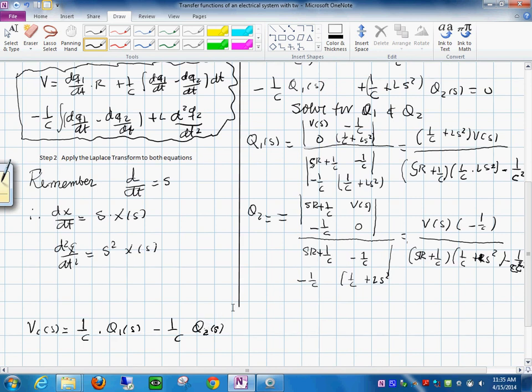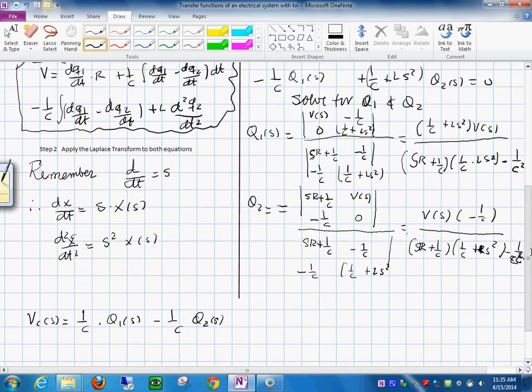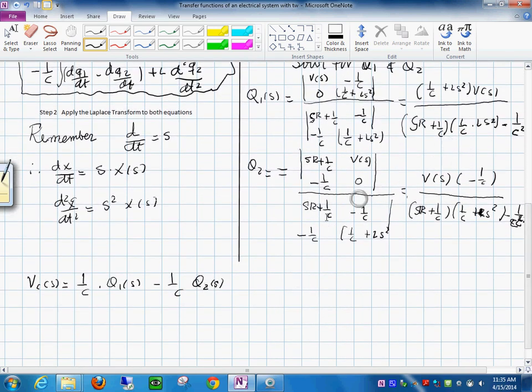See, that's the voltage B sub 2. So now let's just plug this into here because that's what we need to do. The voltage across the capacitor is going to be 1 over C times Q1, which is what? 1 over C plus LS squared, like that, times V of S.